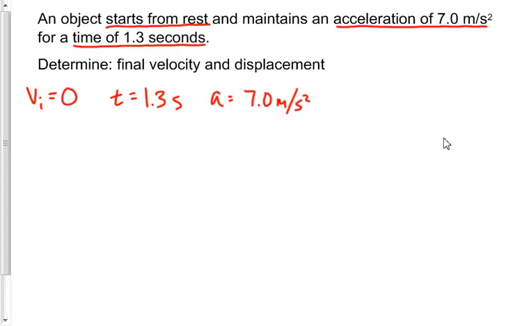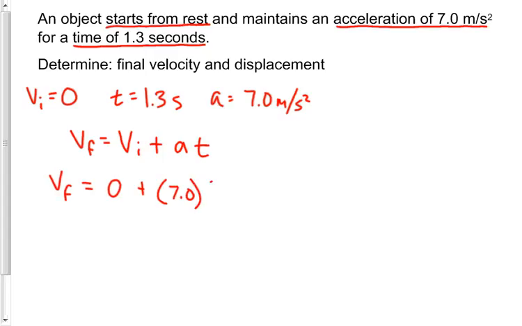Let's determine the final velocity of this object here. So I'm going to use one of our first kinematic equations, and that's this guy right here. Final velocity equals initial velocity plus acceleration times time. All I need to do here is plug in my givens. My initial velocity is 0. I wouldn't really even need to write that. Plus acceleration times time. And what you'll find here is that the velocity is 9.1.